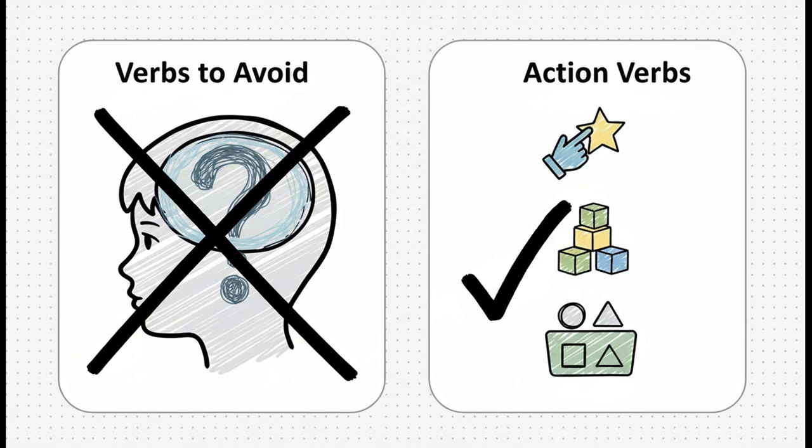Okay, now for part 2, the behavior. This is the absolute heart of your objective, and picking the right word here is everything. We have to avoid those vague verbs like know, learn, or remember, because you can't see someone knowing something. Instead, you need strong action verbs. You can see a child count. You can see them build a tower or sort shapes. The big question you have to ask yourself is this: what will the child physically do?